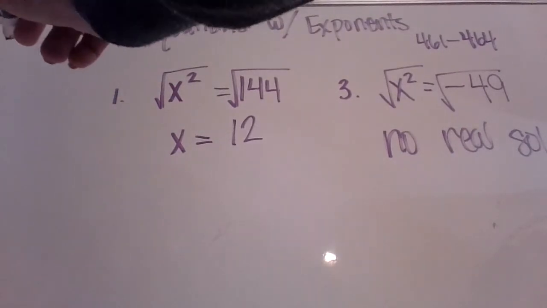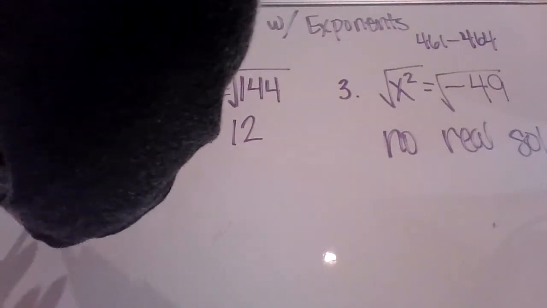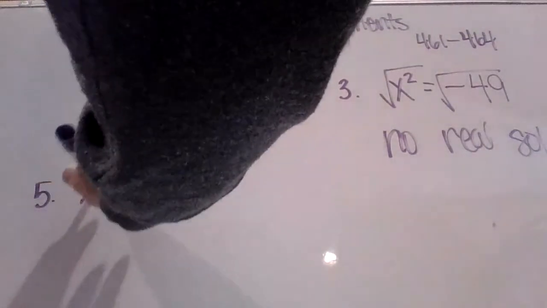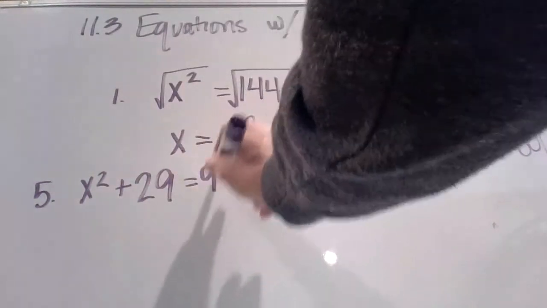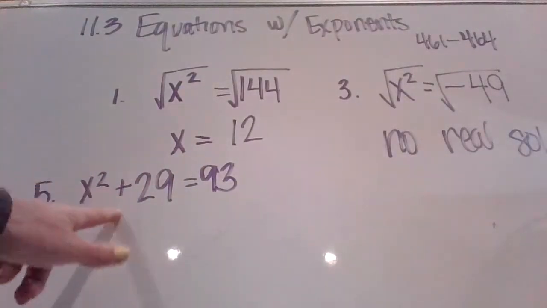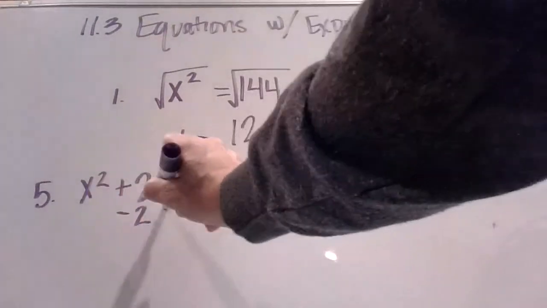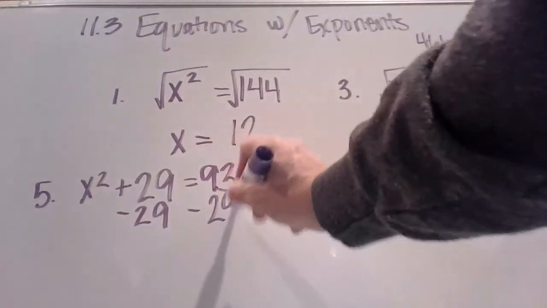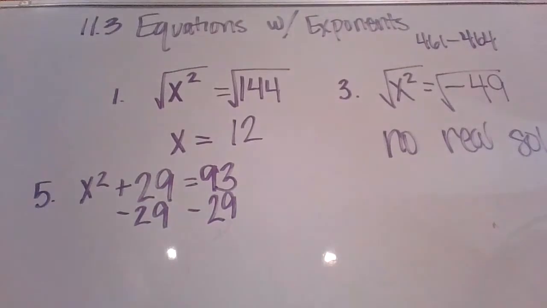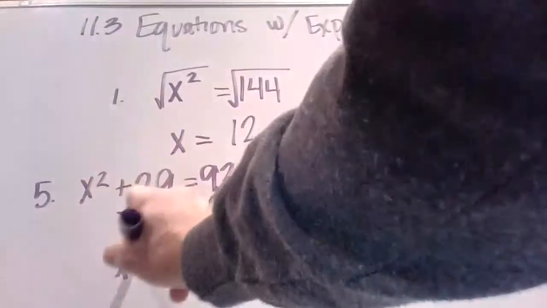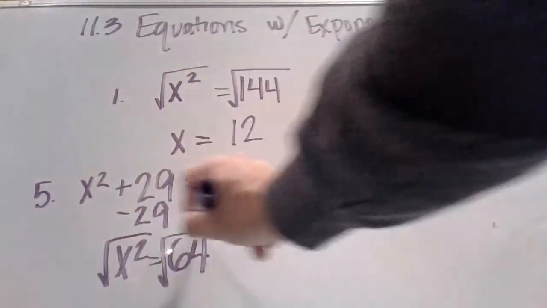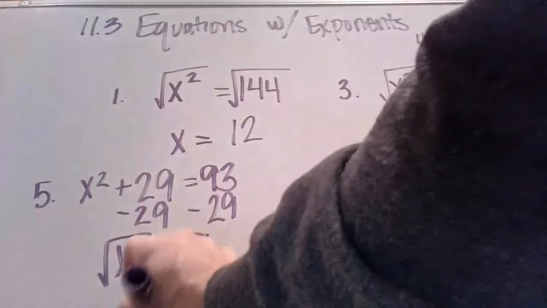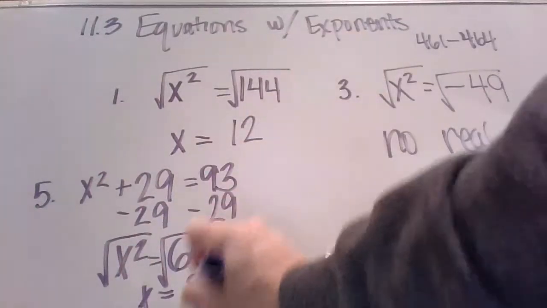Let's do number 5. x squared plus 29 is equal to 93. First, I need to get rid of this plus 29, so I'm going to subtract 29 from both sides. When I do that, I get x squared is equal to 64. Now I'm down to my x here, so I'm going to find the square root of both sides. And x is equal to 8.